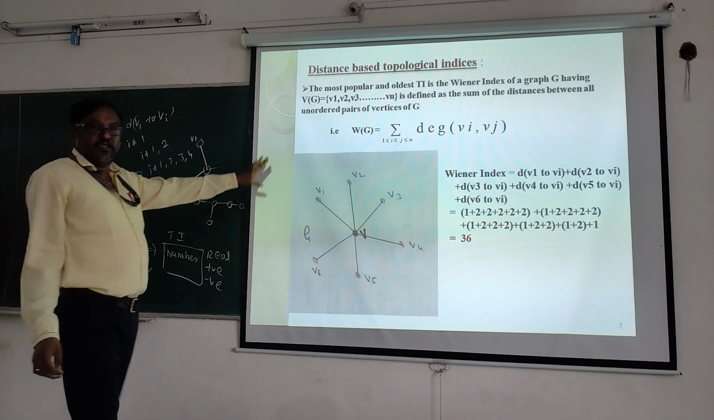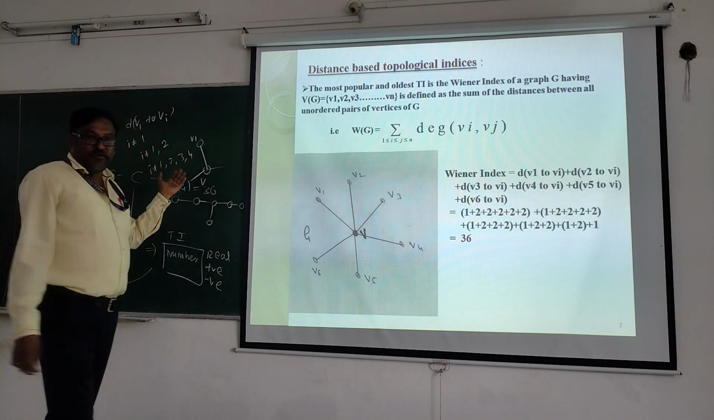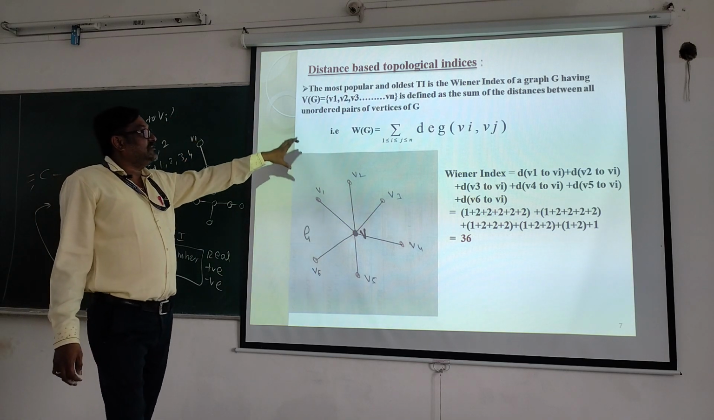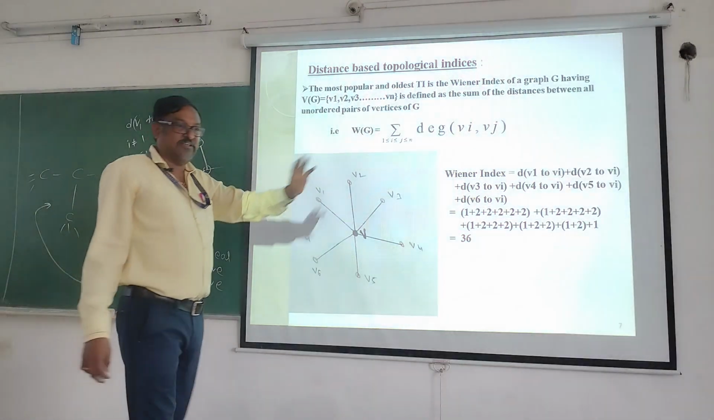So this is a distance based topological index. We took the Zagreb indices as an example for the same graph, which are degree based, and this is the Wiener index, which is a distance based topological index.